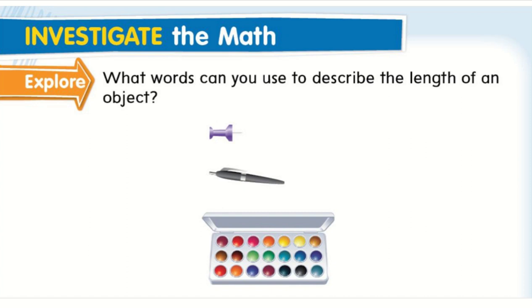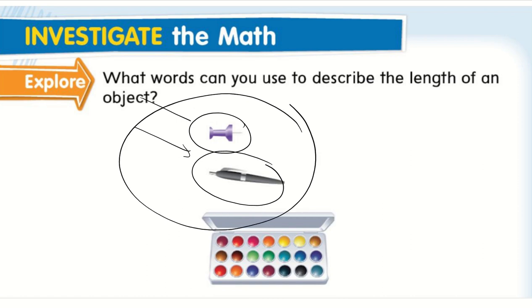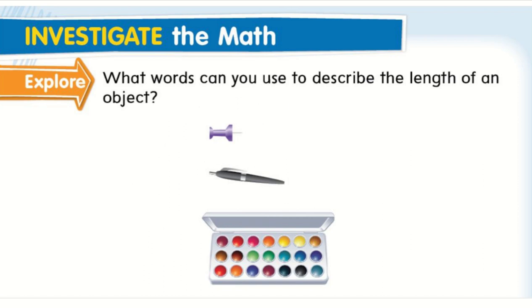Now, the first thing that we need to talk about is what words you can use to describe the length of an object. So let's take a look at these. The first thing we're going to look at is the pin, and we're also going to be looking at the pen. Because we also have a little tray of colors down here, but we're not going to get into those yet. I really want to focus on how to describe the first two objects right up top right here. So how would you guys describe these two objects?